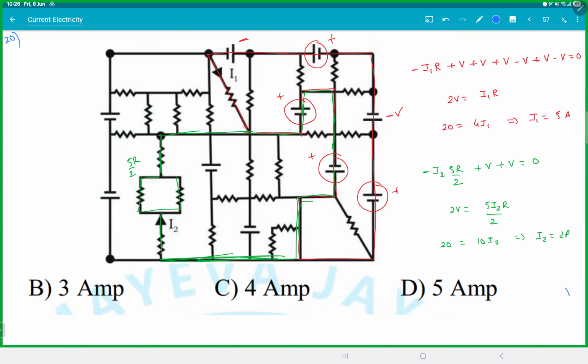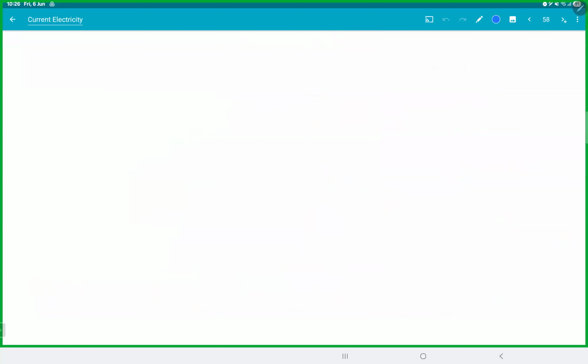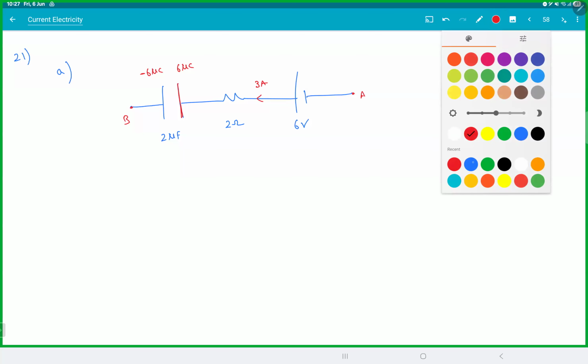Now, Kirchhoff's loop law will be especially useful when you start dealing with different elements. Like if someone puts a capacitor, resistor, battery, and later on we'll also have something called an inductor. You can dump everything. So let me show you a question how it looks. Let's say we have a capacitor, a resistor, and a battery. 6-volt battery, 2 ohm. Let's say this is 2 microfarad. Let's say this charge is 6 microcoulomb. This is minus 6 microcoulomb. Let's say this is 3 ampere. This is point A and this is point B. Find VB minus VA.